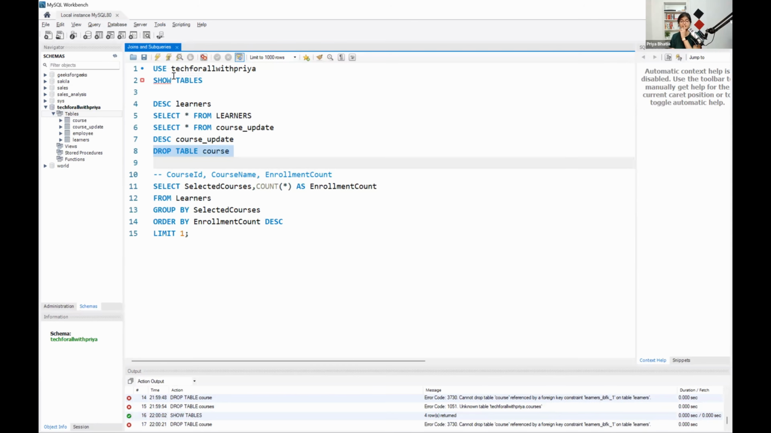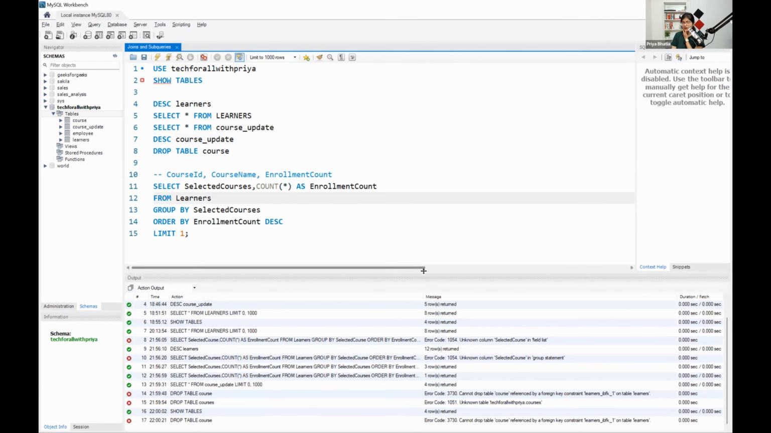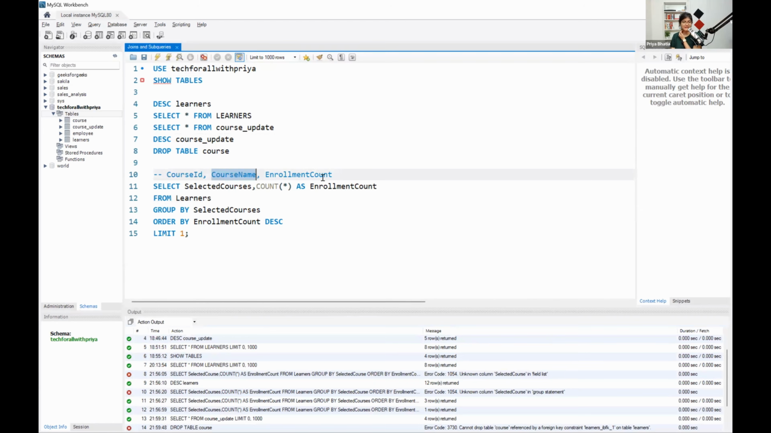Acha, there is a referencing in the student table, so I cannot drop it. It's okay, no problem. So I hope my problem statement is clear to everyone. What I'm looking for is the course ID, course name, and the enrollment count. Why is this issue happening? Because if you remember, in our learners table we have applied a foreign key towards the course table. That's why you cannot drop this table as of now. So we will not use the course_update table in our part. We will use the course table itself.